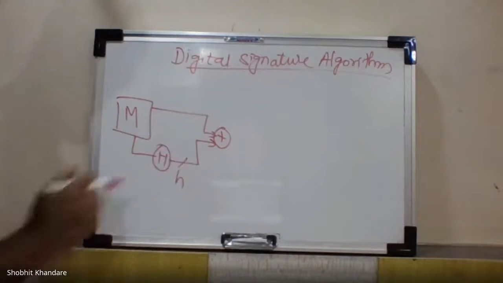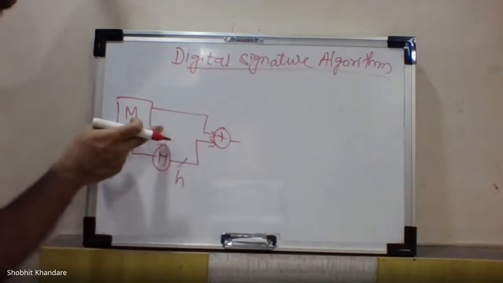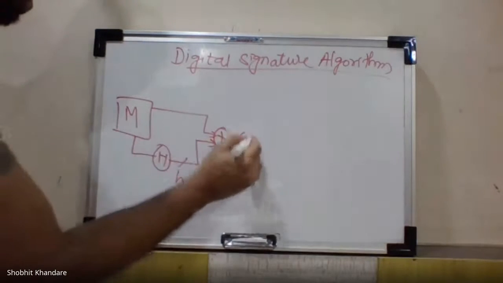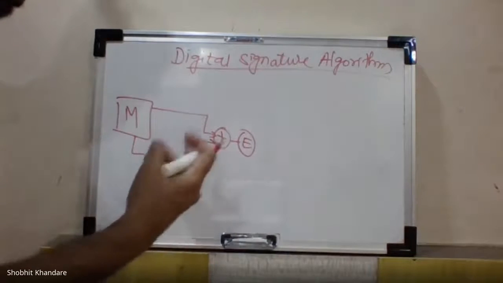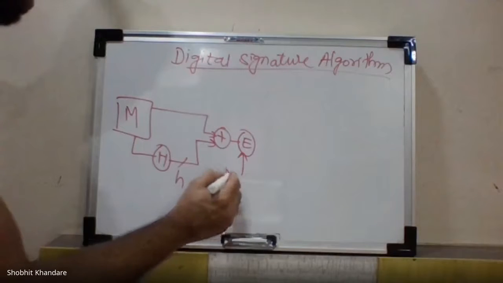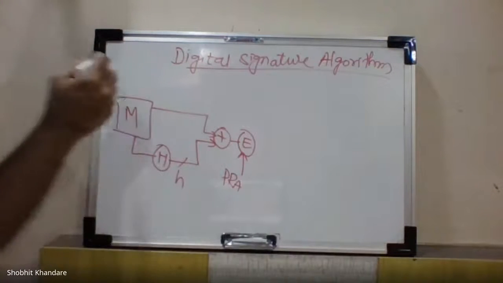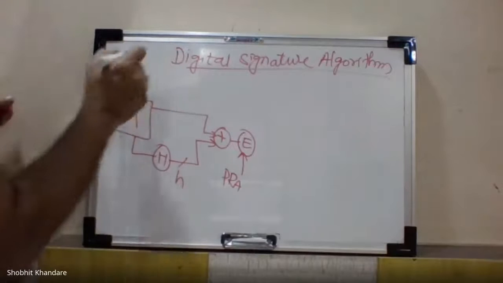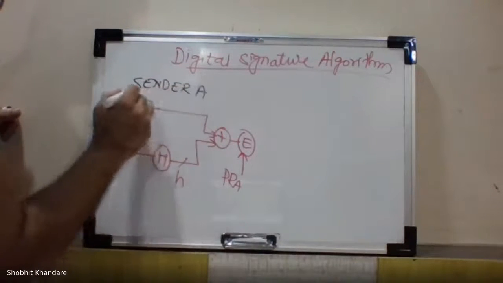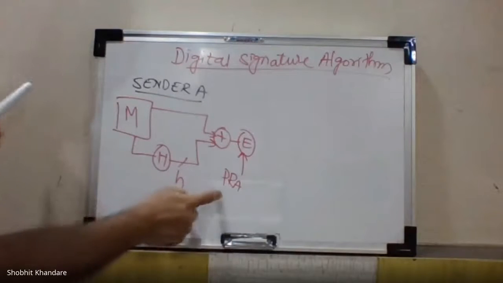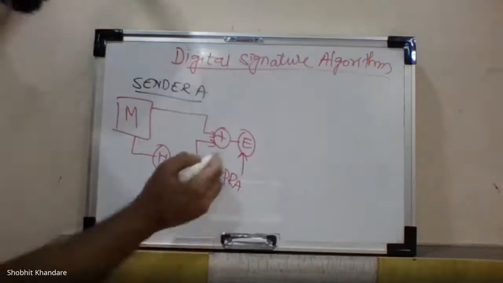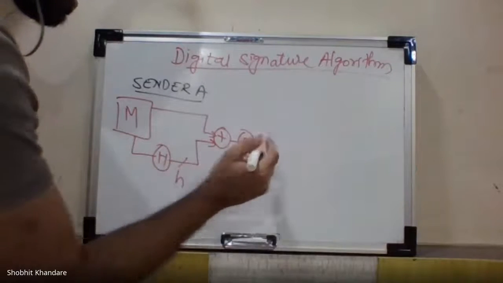Then after that, this message and the hash code are appended, and the encryption is done. But by using what? By using the private key. So PRA, private key. So this is your sender A. Okay, so this is the sender A side, so by using the private key of A.